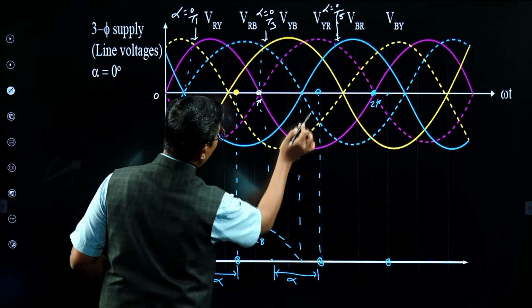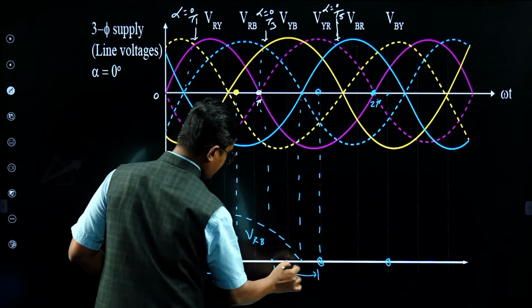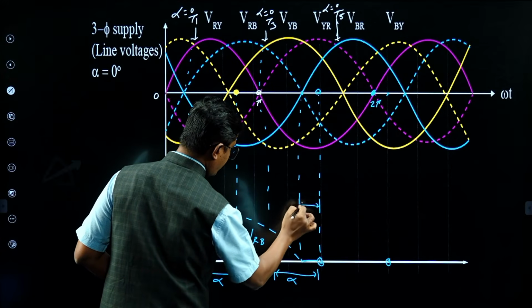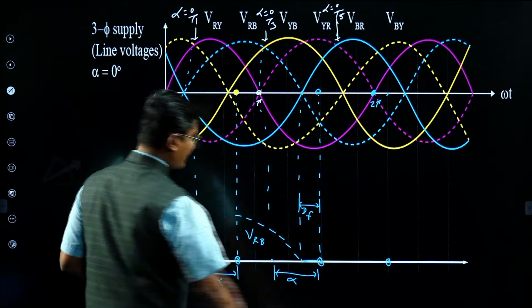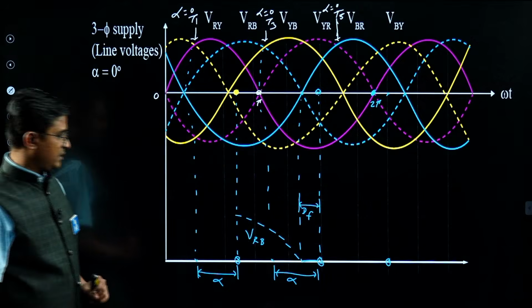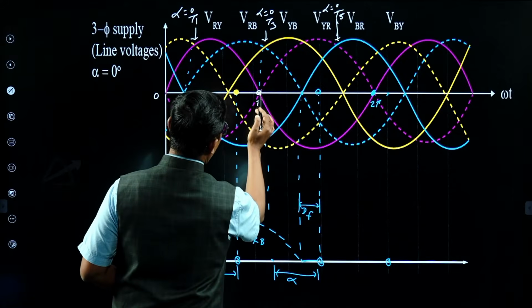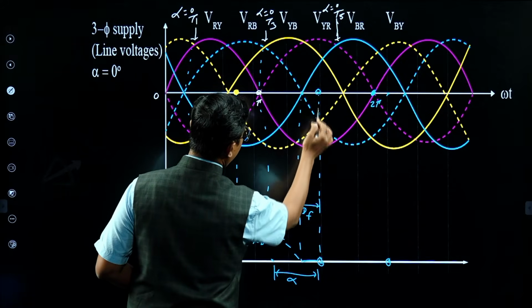After that, when the supply tries to go into a negative pulse, I will get the output as 0. During this interval my freewheeling diode will conduct. Freewheeling diode will conduct, right? Now this point, check here, is 180.